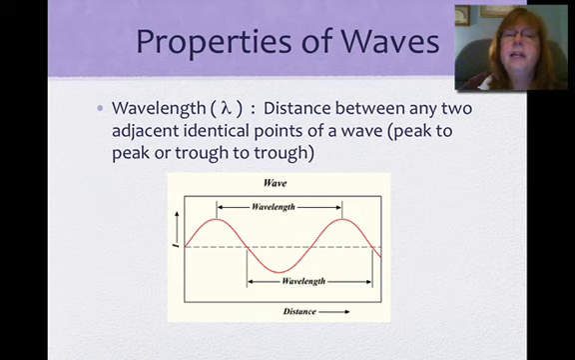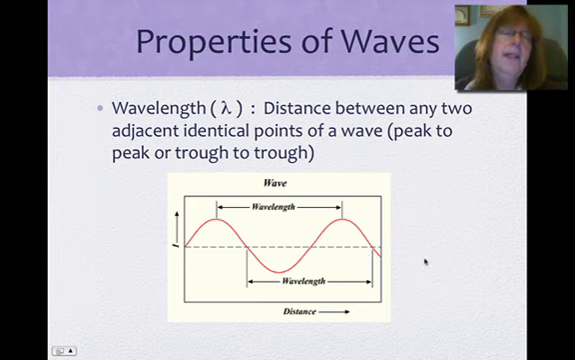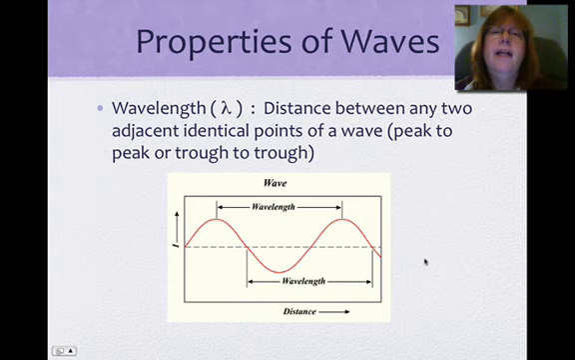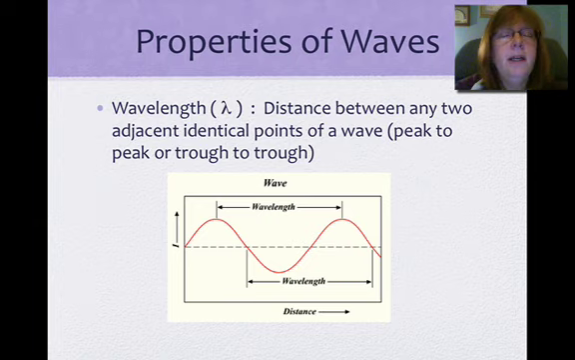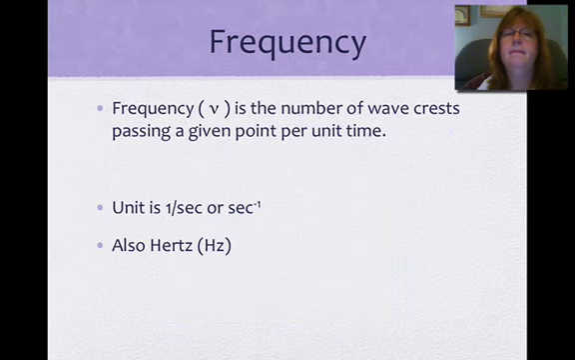So if you look down here, the wavelength would be from the top of this wave to the top of the next wave, or from two identical points on the wave down here. That's the wavelength. The unit would be meters. Now, when we were talking about the visible light in the electromagnetic spectrum, its wavelength in nanometers would be anywhere from about 400 nanometers to 800 nanometers.